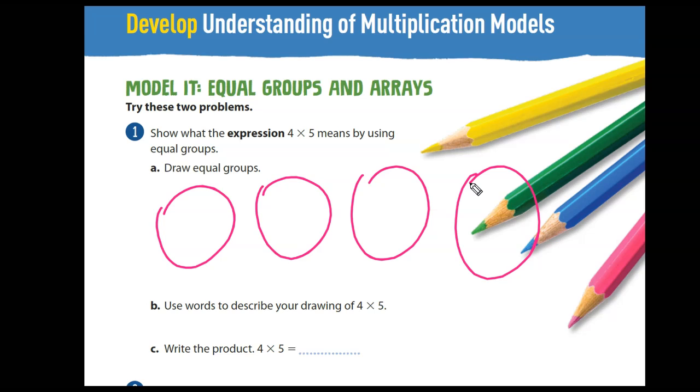And how many in each group? So you can do this. 1, 2, 3, 4, and then slash is 5, right? 1, 2, 3, 4, 5. What else could I have put in there? Little circles. Okay. Little circles.